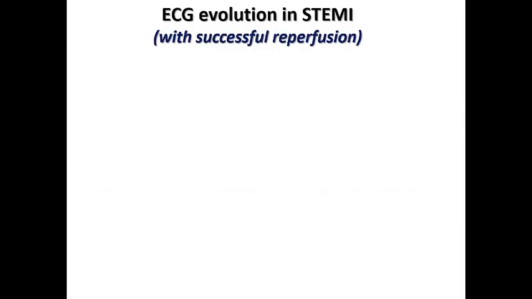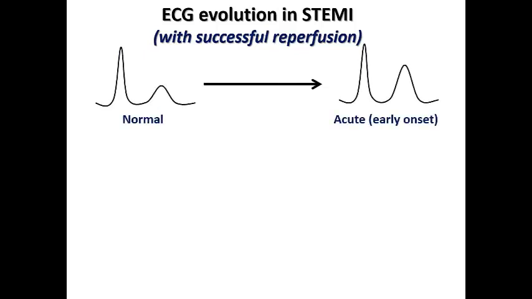And we remember, of course, the ECG evolution in STEMI: the ECG starts as normal, and then hyperacute T wave may appear with the ST segment elevation or even before it, and then the patient has frank ST elevation together with the hyperacute T wave.